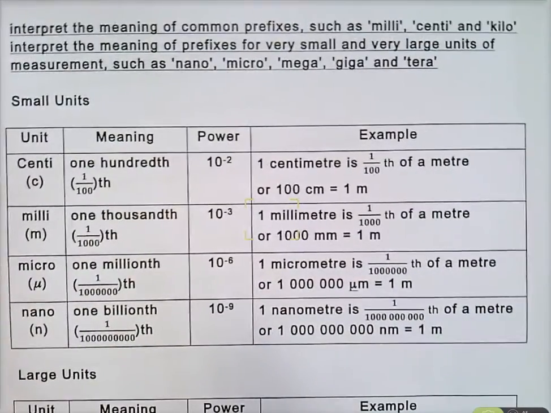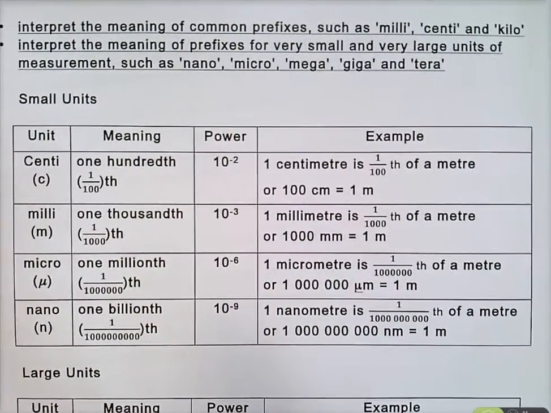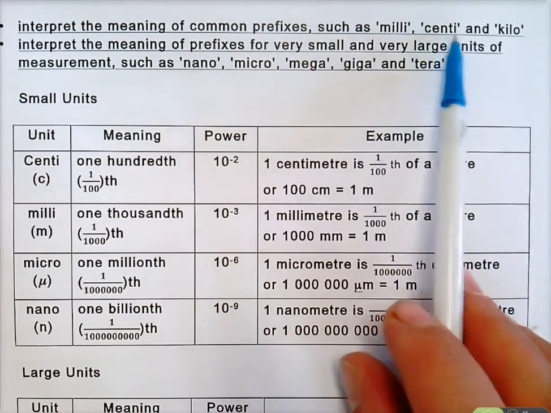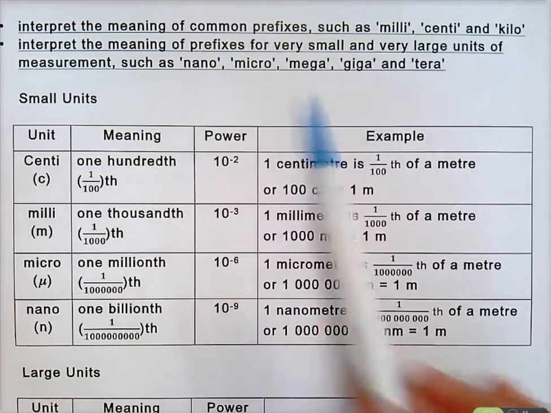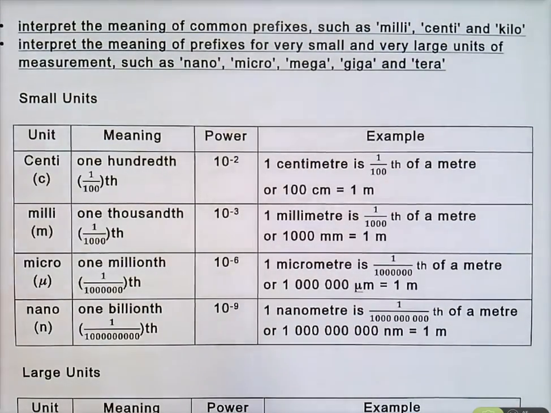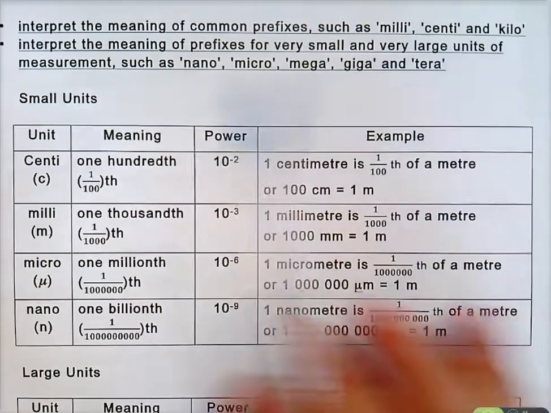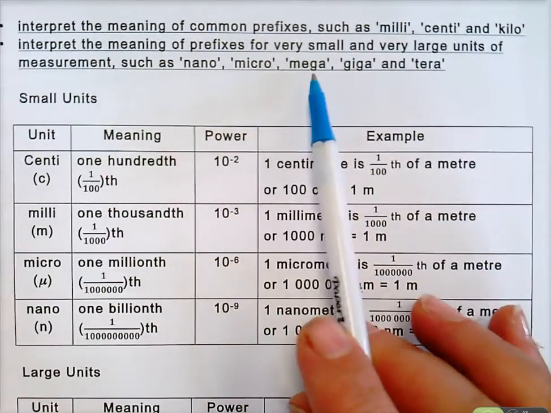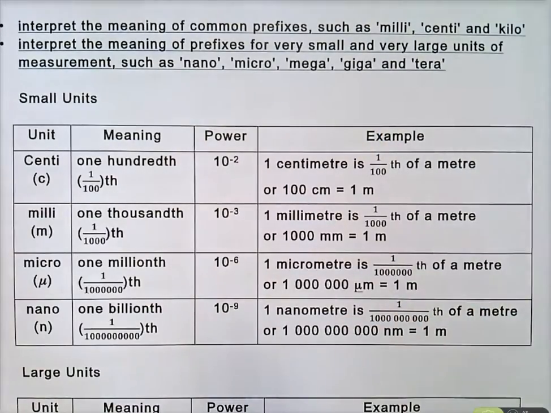Okay, this is our final video on converting units. So we're looking at the meaning of prefixes such as milli, centi, kilo, and we're going to look at also prefixes for very small and very large units of measurement. So the prefixes that we're going to look at are nano, micro, mega, giga, and tera as well.